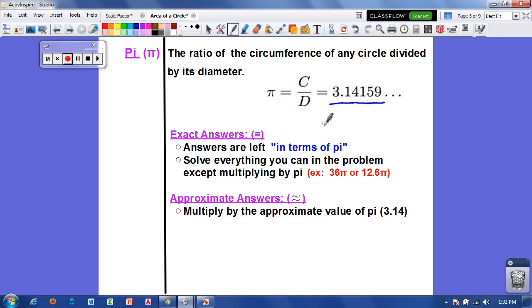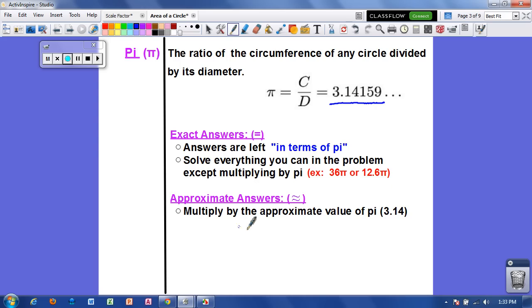Now, whenever we're finding area, we are going to find exact answers and approximate answers. An exact answer means that the answer will be left in terms of pi, so that means we will solve everything in the problem except multiplying by pi. So our answer would look like 36 pi or maybe 12.6 pi. And you'll see an example of this on the next page.